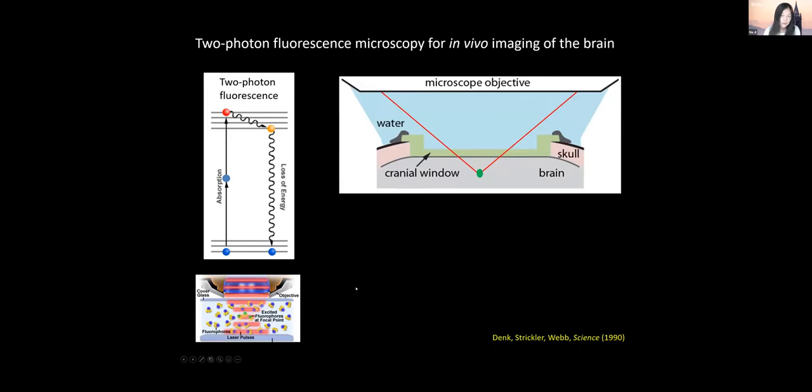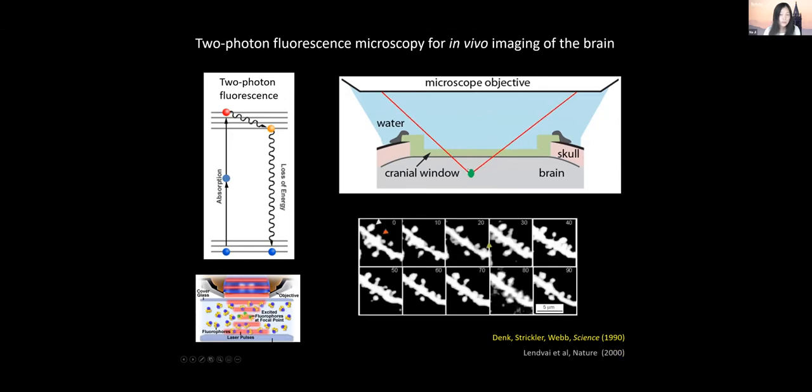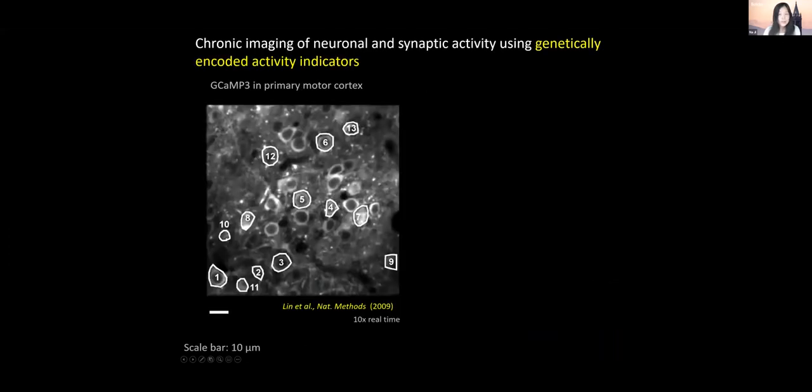In order to generate an image, what we do is scan this focal point in 3 dimensions inside the sample and record the fluorescence brightness at each position. And this gives us a micrograph of the fluorescent molecule distribution inside the sample. As you can see, the resolution of this method is very high, which allows us to see individual synapses as shown here. What makes this method particularly important for neurobiology is the development of genetically encoded activity indicators.